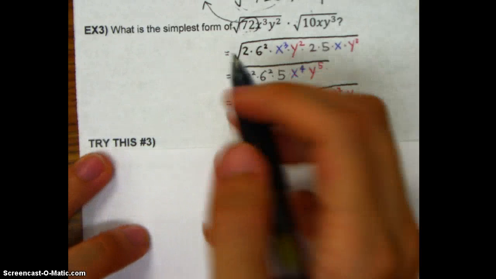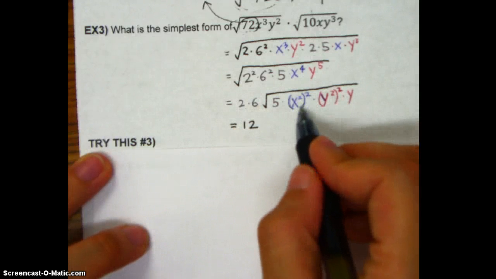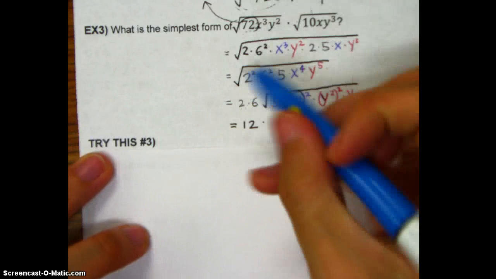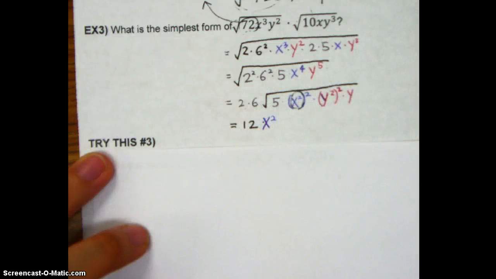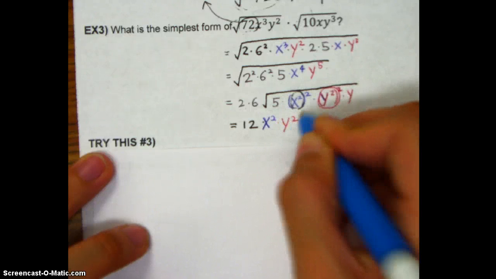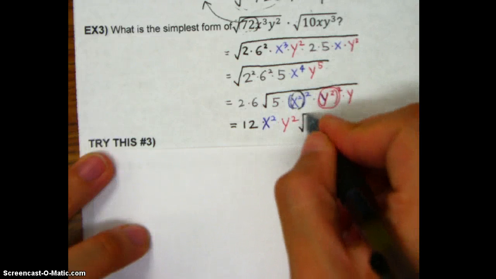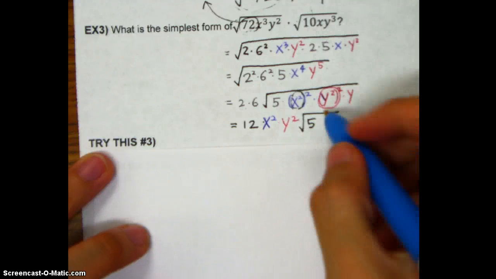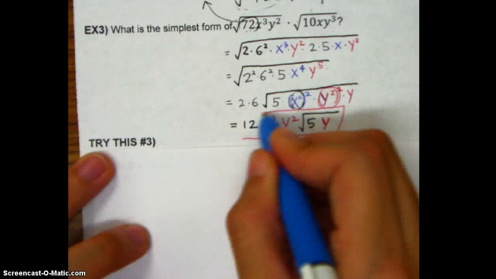Now I can do 2 times 6, which is 12, and then if I take this part out, I will get x squared. And if I take the y squared part out, I will get y squared. And then whatever is inside is 5, and this y doesn't have any square, so it cannot come out. So this will be the final answer.